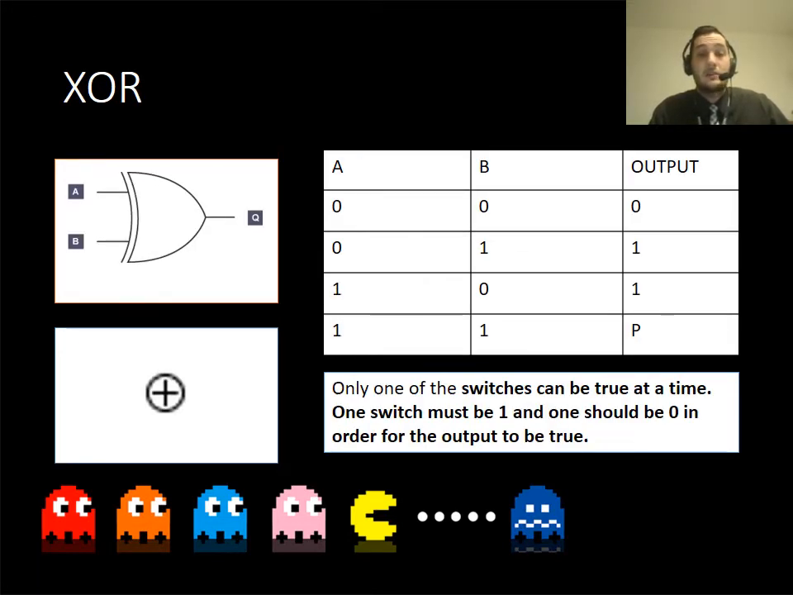Then we have exclusive OR. This looks like a plus symbol on your logic circuits. So what we've got here is exclusive OR, and it basically means that either of your inputs can be true, but you can't have both of them on. So you are exclusive to one or the other. So just bear that in mind. You are exclusive to having only one of the switches on. Moving on.